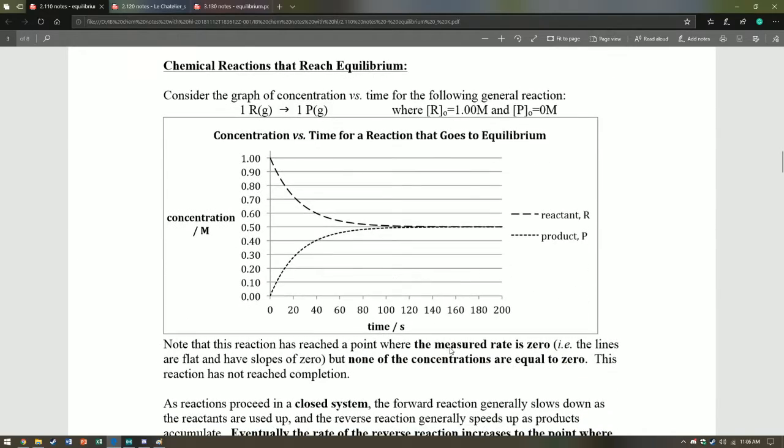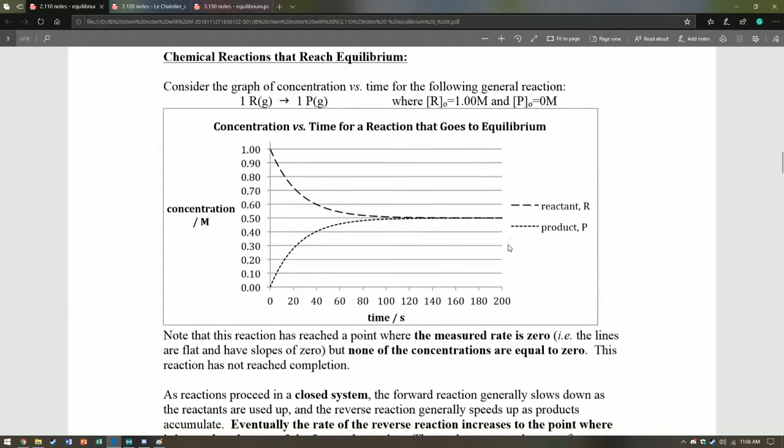So here's a system that reaches equilibrium, and as we can see here, R is the big dotted line and P is the small dotted line. We can see here that they both reach half a molar of concentration. And notice here that the rate is zero since the slope is zero. This is a system that has reached equilibrium.